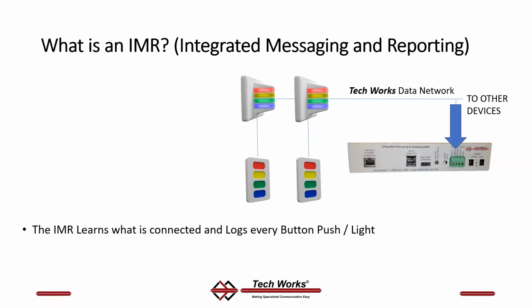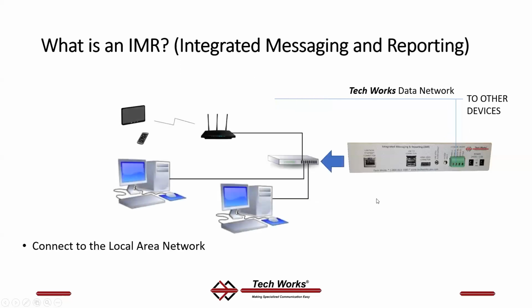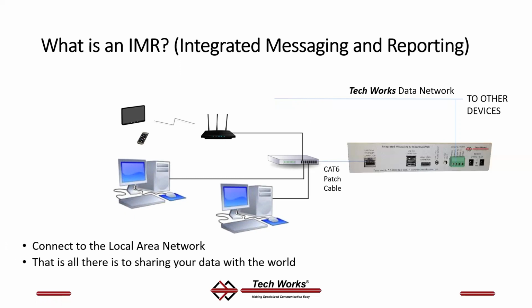The IMR learns what is connected to it. So every time you push a button, it goes through the network and comes into here, and it just sits there and listens. It logs every button push and identifies every light that comes on in a SQL Server database. So then, if you want to make this thing go to work, you connect it to your local area network. Just plug in a Cat6 patch cable, and off you go. That's all there is to sharing your data with the world.